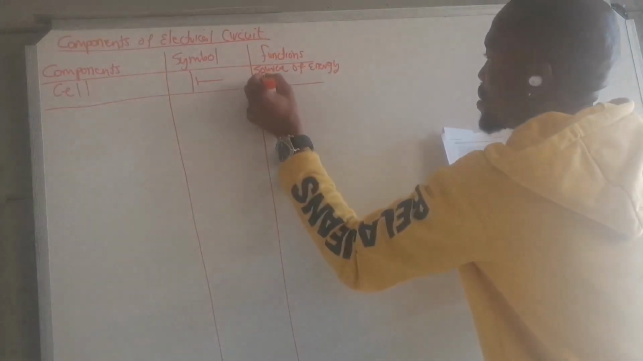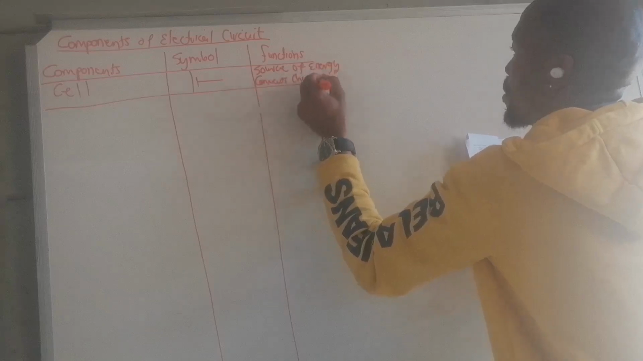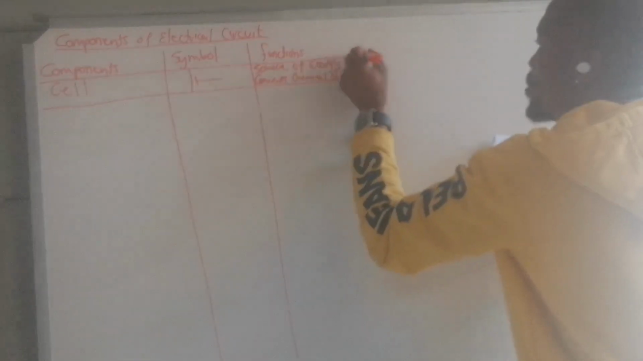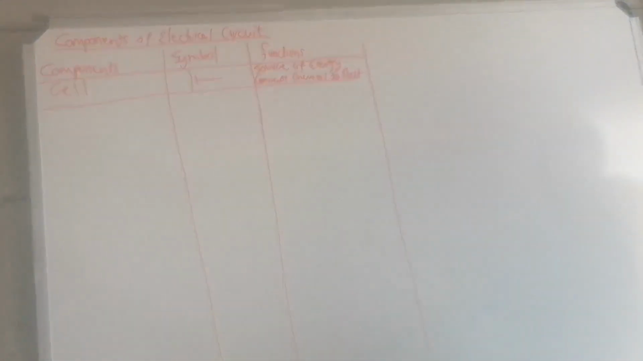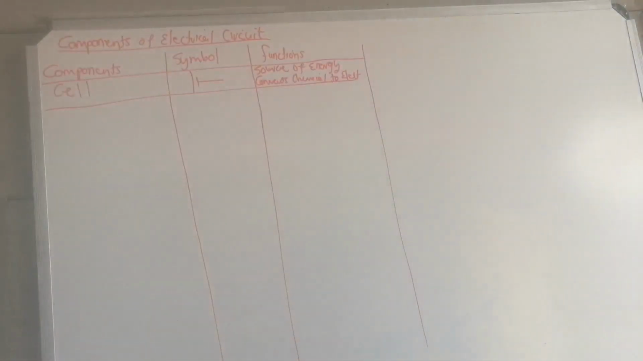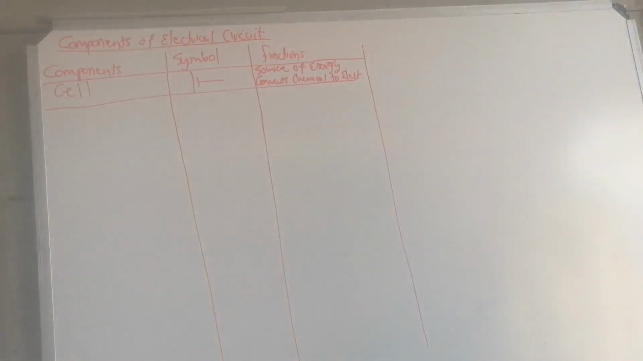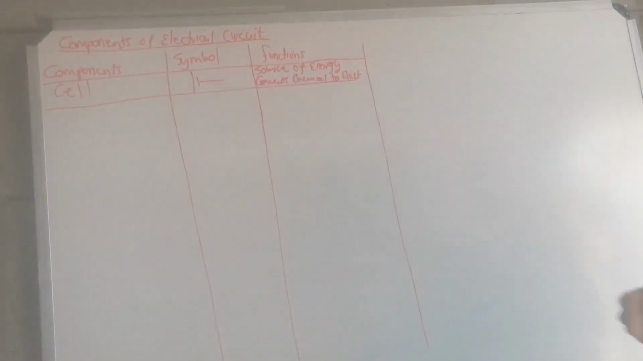It converts chemical energy to electrical energy. This is the energy that we have, and we are supplying the circuit with that minimum amount of energy. And here we have a cell.